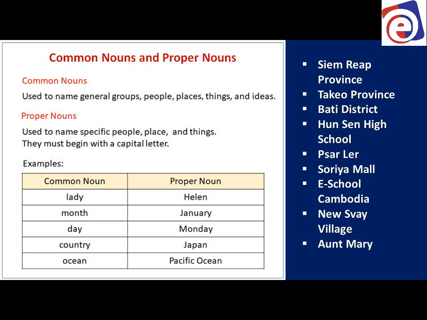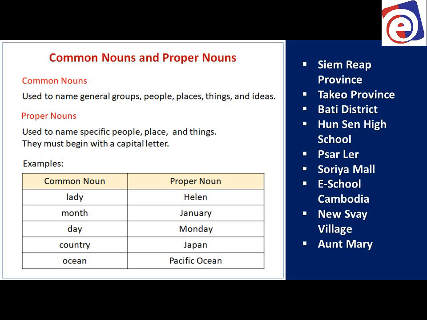The same for Hun Sen High School. The name of your high school, each of the words, the first letter must be capitalized in English. The same with the name of a market. Psa Le. If it is the name of the market, Psa Tamai, Psa Totumpong, or Totumpong Market, Psa Le, it's the name. And so both words are a proper noun. Same with the name of a mall, Soria Mall. The S must be capitalized and the M because the two words together are the name. E-School Cambodia. The E is capitalized, S is capitalized, and C because that is the proper name of the school.